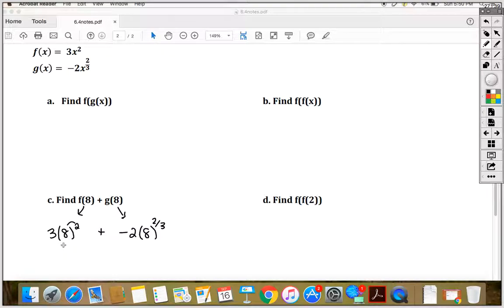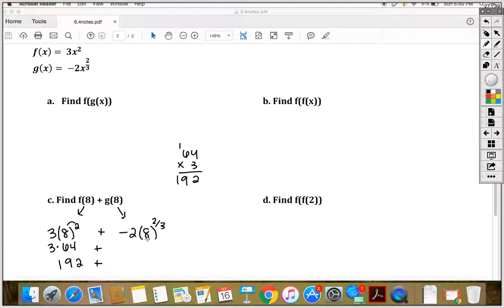So 8 squared is 64. And then times 3. So 64 times 3 is what? I don't know. I need to get a calculator. I'm going to do it right here. 3 times 4 is 12. 3 times 6 is 18, plus 1 is 192.